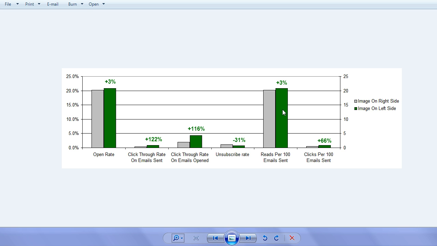Again, it was also better to have the image on the left side when looking at email reads per 100 emails sent, which again was 3% higher. And then finally, when you looked at the number of clicks per 100 emails sent, the left side again outperformed the right side, and that was 66% higher. So across all the metrics I looked at, the left side won, some by differing amounts, but the main point is that the left side outperformed the right side in all instances.